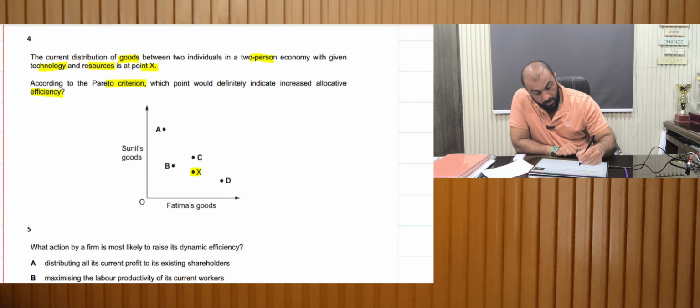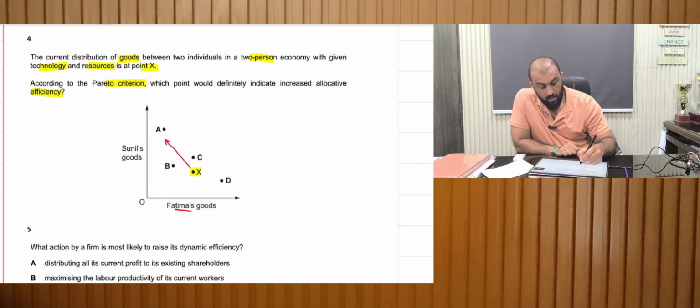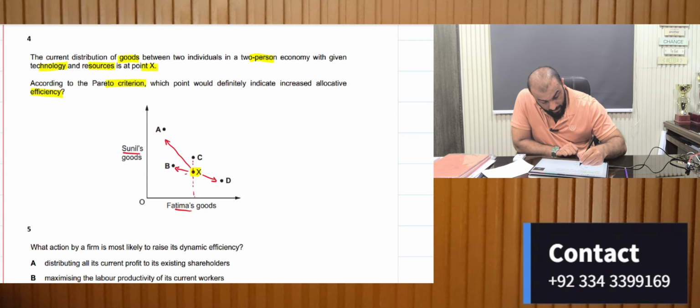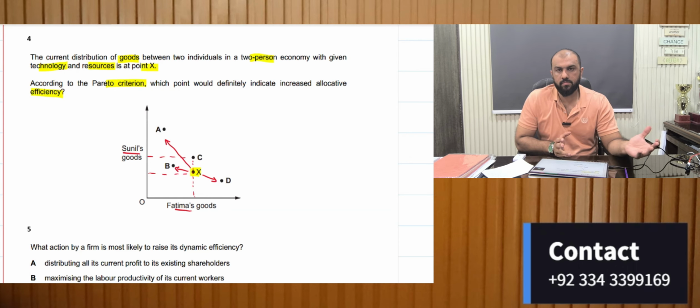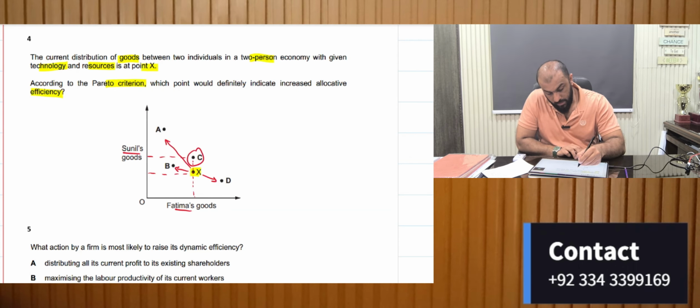Let's look at the options. If you're moving from X to A, we are not improving Fatima. X to B, we're not improving Fatima. X to D, we're not improving Sunil, right? C, we are making Sunil better off without making Fatima worse off. So C supposedly is the right answer.